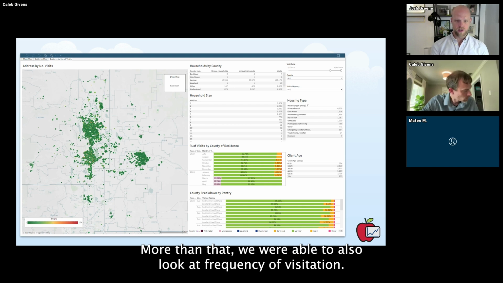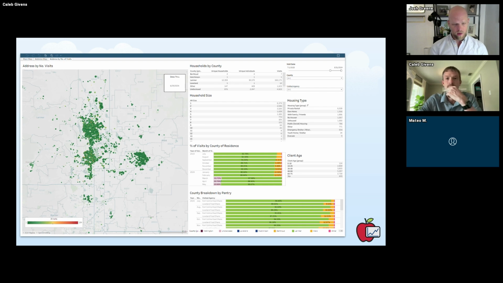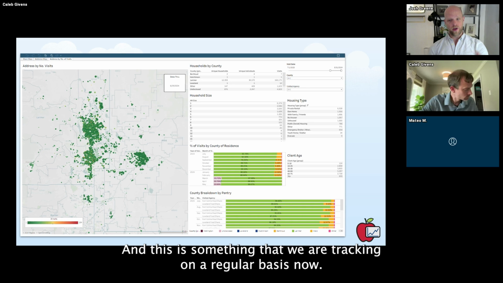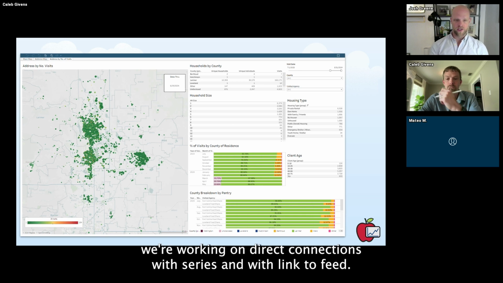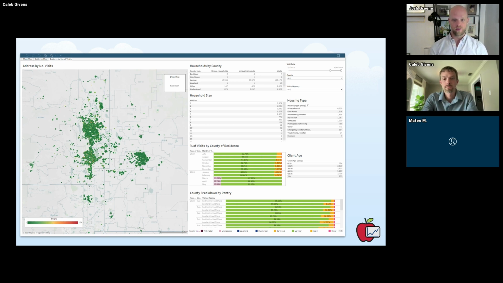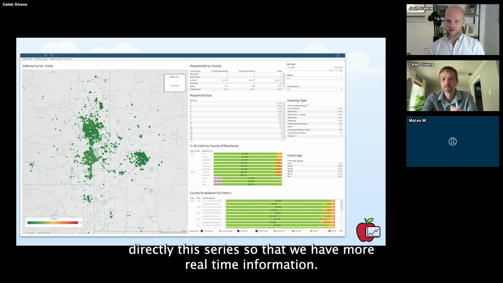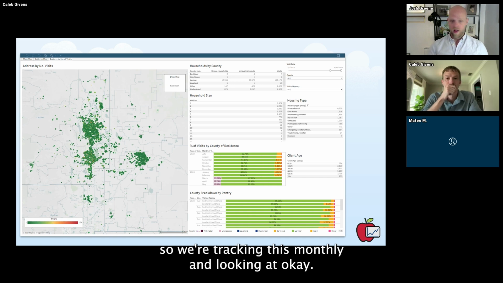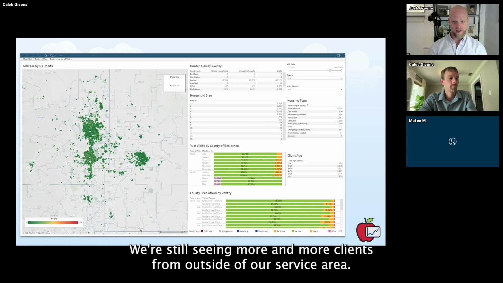More than that, we were able to also look at frequency of visitation. So are these people visiting once and then not again? Are they visiting on a recurring basis? What's really happening? And this is something that we are tracking on a regular basis now. This dashboard is updated monthly. We're working on direct connections with Series and with Link to Feed through the Link to Feed API and through integrating directly with Series so that we have more real-time information. But right now it's manually updated by me. So we're tracking this monthly and looking at, okay, yes, this is still trending upward. We're still seeing more and more clients from outside of our service area.